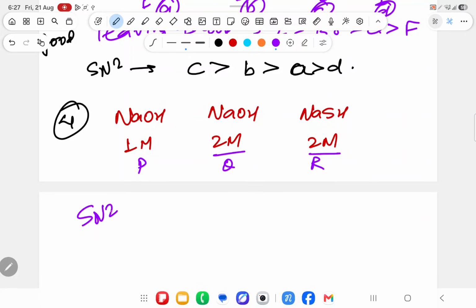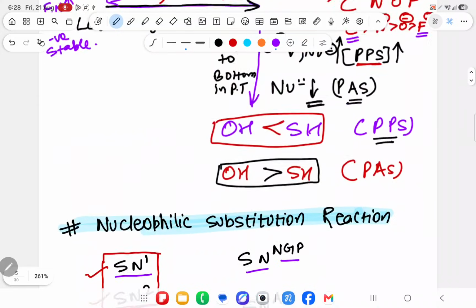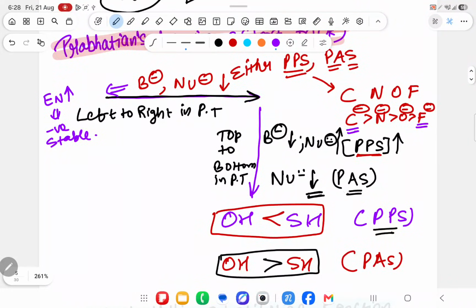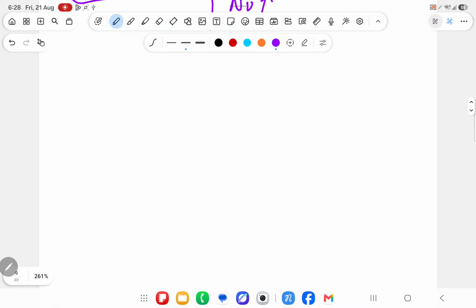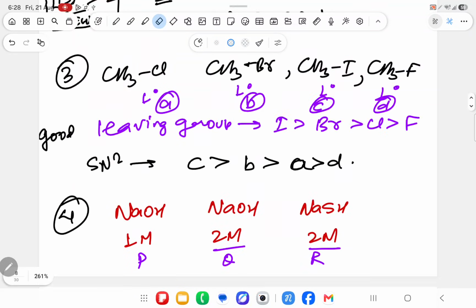In SN2 we are using polar aprotic solvent. Whenever you go down in a polar aprotic solvent, nucleophilicity increases. That is only what was dictated. No, sir, don't get confused. It is a short trick that was dictated. Over here, in a polar aprotic solvent, nucleophilicity decreases, not increases. Leave that part, don't get confused over here. Up to this, understood?